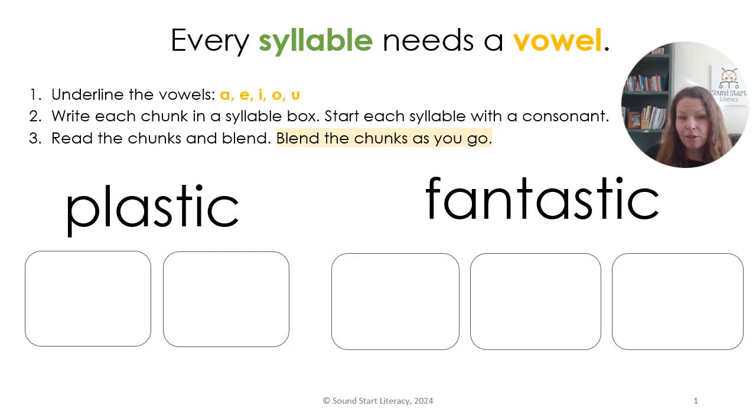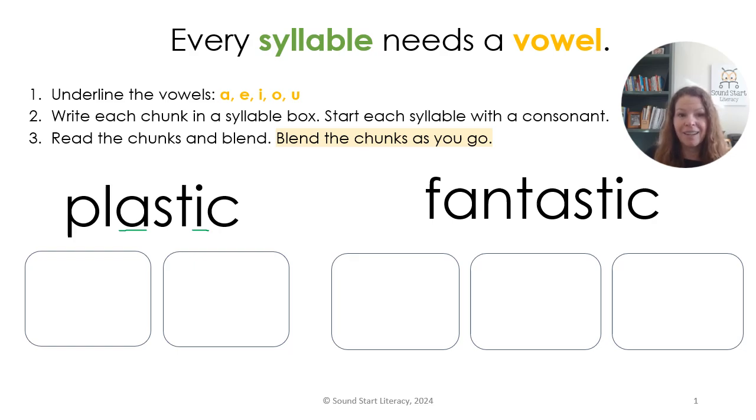Ideally, you want to have your own copy because it will give you the opportunity to underline the vowels. So how many vowels do we see in the first word? Good, 2. There's the letter A and the letter I. So we have 2 vowels. So that's the first step.